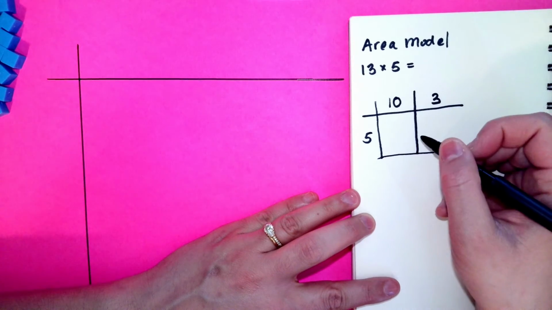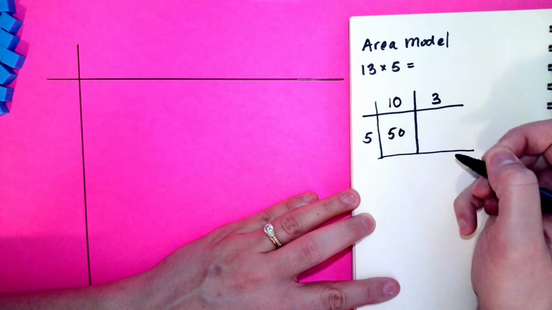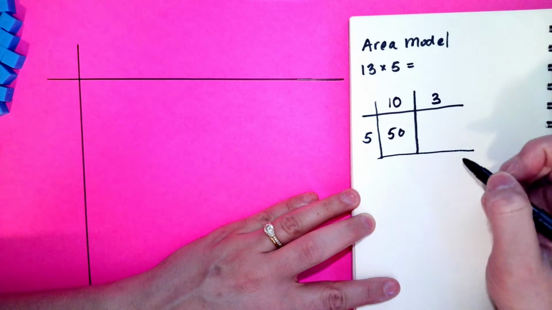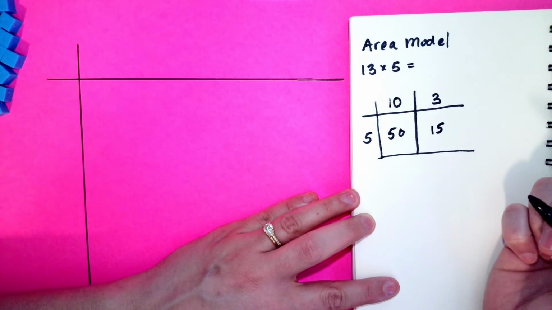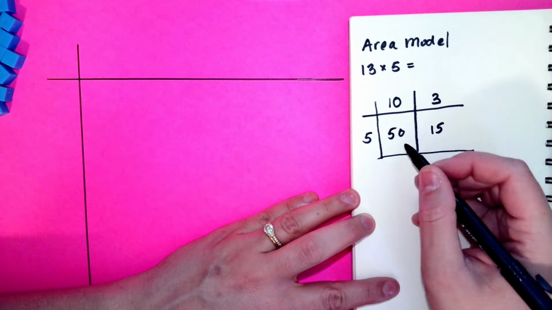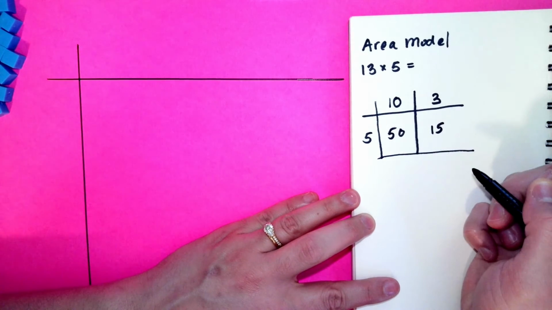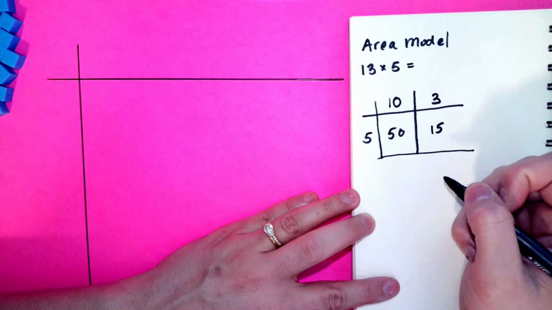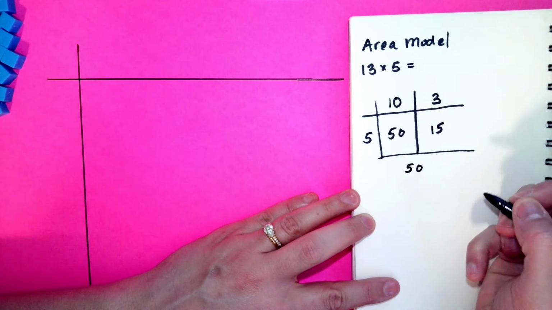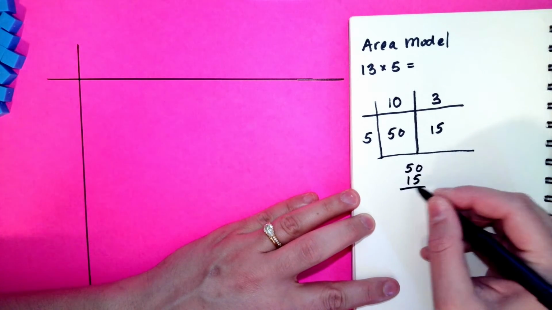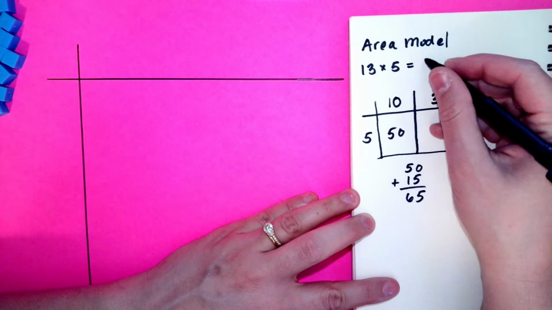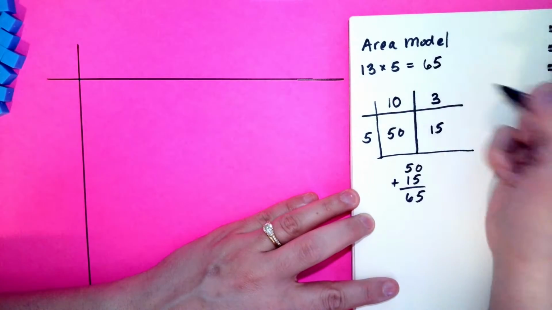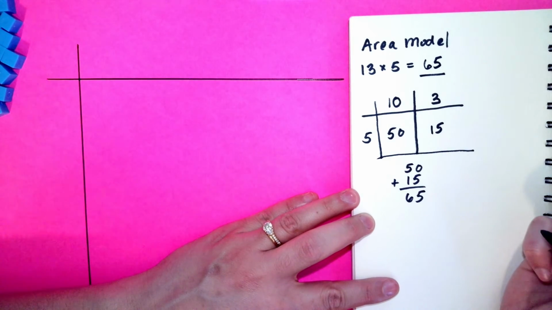5 times 10 is 50. 5 times 3 is 15. So now that I've filled in both cells, my next step is to add my partial products together, or combine them, to get my total product. 50 plus 15 is 65. So 13 times 5 is 65.